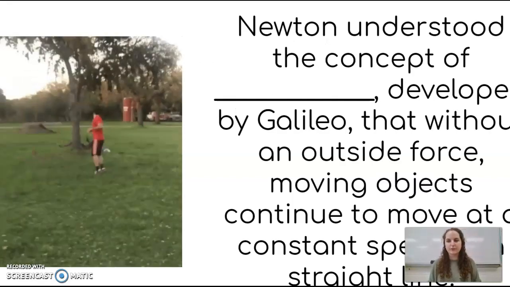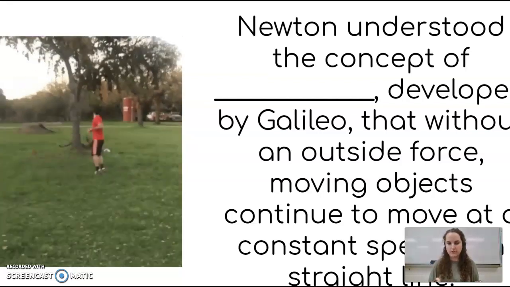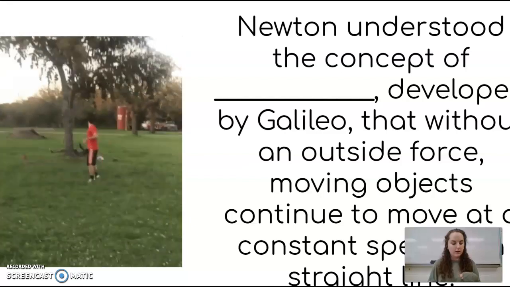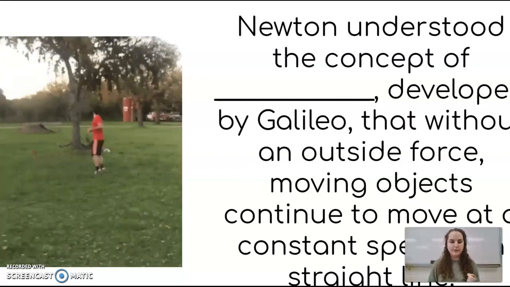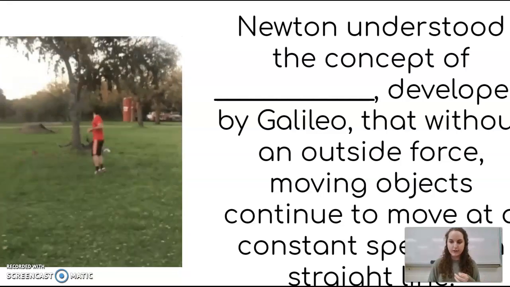And so Newton understood the concept of inertia, and it was developed by Galileo that without an outside force, moving objects continue to move at a constant speed in a straight line. And this just comes from Newton's first law, right? An object in motion wants to stay in motion, an object at rest wants to stay at rest until acted upon by a non-zero net force. Remember, if you have inertia, you have mass, so you want to continue in your motion, and you're going to continue in that straight line at a constant speed unless you are acted upon by a non-zero net force or some sort of outside force.